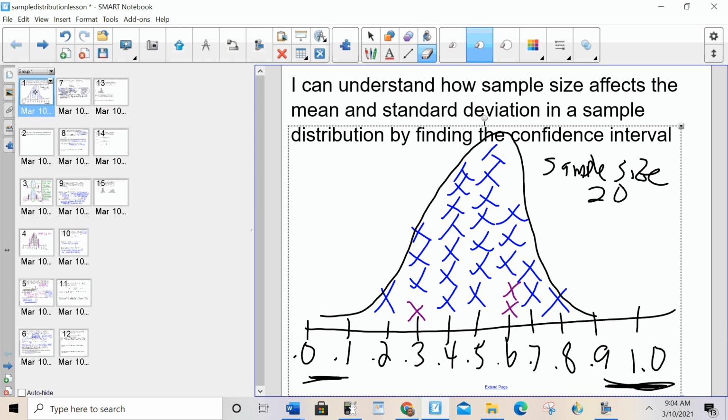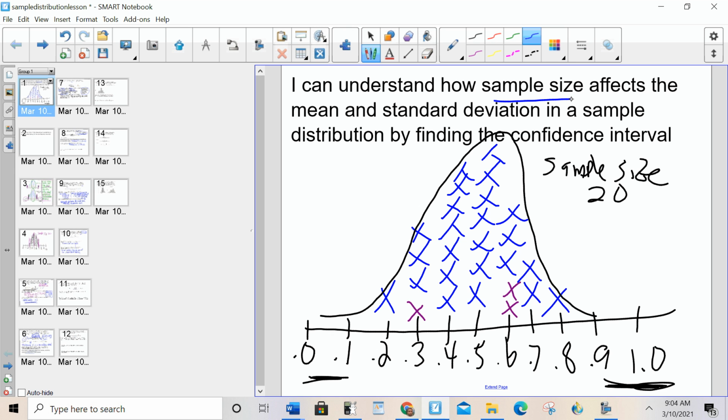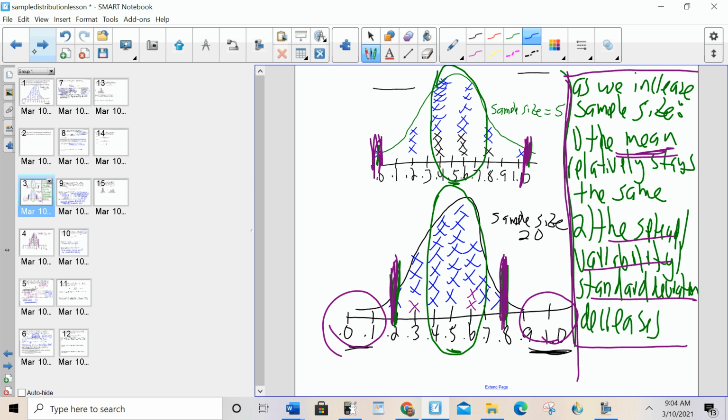So let's again sum up all the important things that you need to know. I can understand how sample size affects the mean and the standard deviation in the sample distribution by finding the confidence interval. As I increase sample size, the mean relatively stays the same, and the spread or variability or standard deviation decreases. That's what happens if I go from 5 coin flips to 20. If I go from asking 30 people to 60 people, the mean relatively stays the same. The spread, variability, standard deviation decreases.